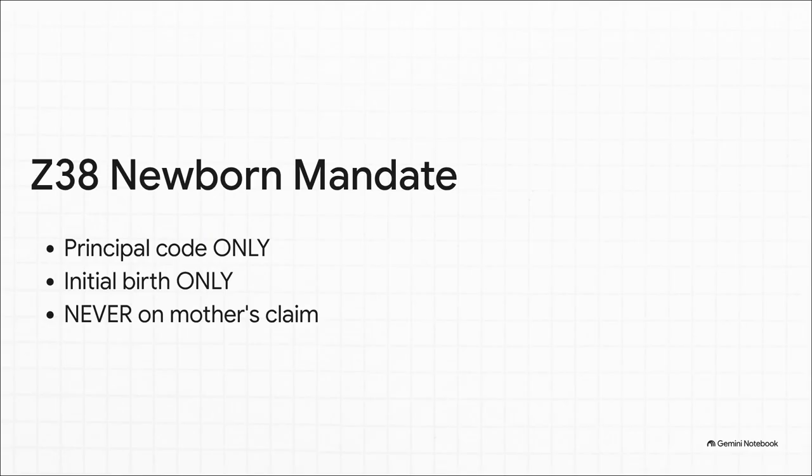Unlike those lifetime P codes, Z38 is strictly a one-and-done deal. It indicates a live-born infant based on their place of birth and delivery type, and CMS is ruthless on this mandate. Z38 permanently locks into the principal, number one slot for the initial birth encounter, and only that initial encounter. Say the baby gets transferred to another hospital, or maybe they go home and come back 3 days later for jaundice. You never use that Z38 code again, period.